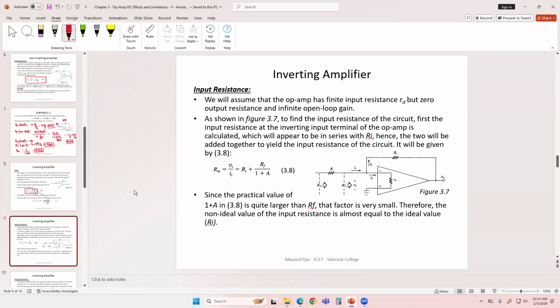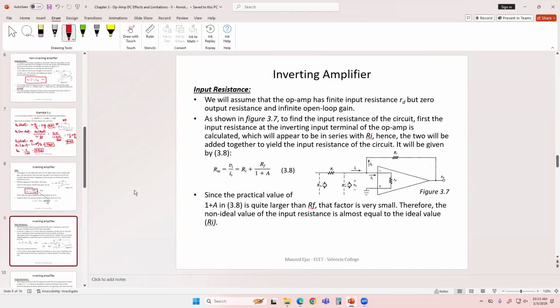Input resistance of the circuit. In this case, what is the input resistance of the circuit for the inverting amplifier that we did last week as well in the lab? It equals whatever the resistor connected between the source and the inverting terminal. The ideal input resistance is equal to this value, right?